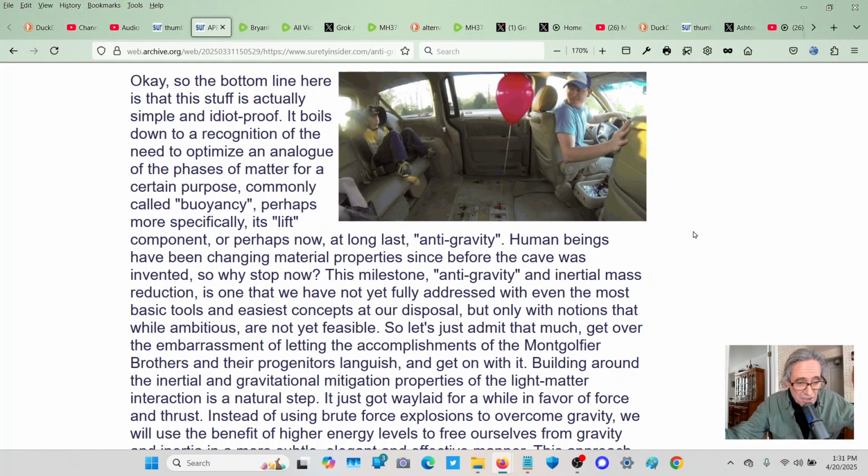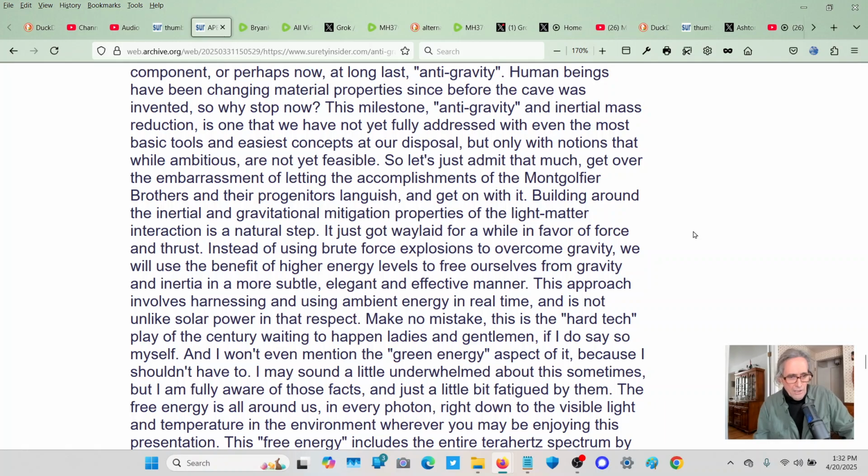Human beings have been changing material properties since before the cave was invented. So why stop now? This milestone, anti-gravity and inertial mass reduction, is one that we have not yet fully addressed with even the most basic tools and easiest concepts at our disposal, but only with notions that, while ambitious, are not yet feasible. So let's just admit that much. Get over the embarrassment of letting the accomplishments of the Montgolfier brothers and their progenitors languish, and get on with it.